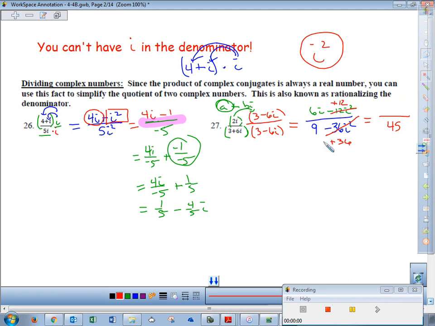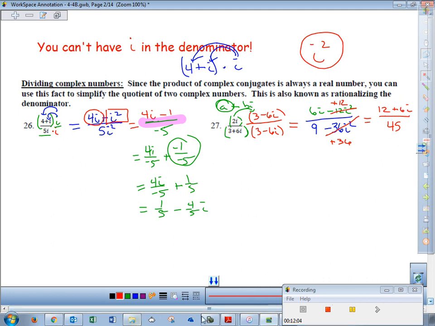Numerator, what order do you want them to be? Reals first or imaginaries first? What order do you want them to be in? Reals first. So let's do 12 plus 6i. Then we got to separate them out and reduce our fraction if possible. I need to do 12 over 45. 12 over 45 can reduce.